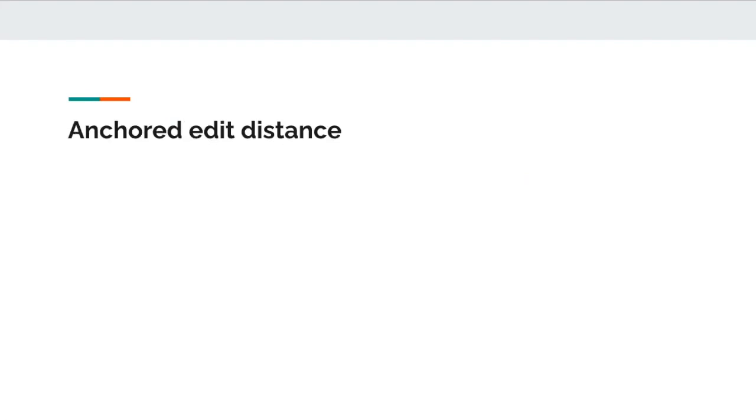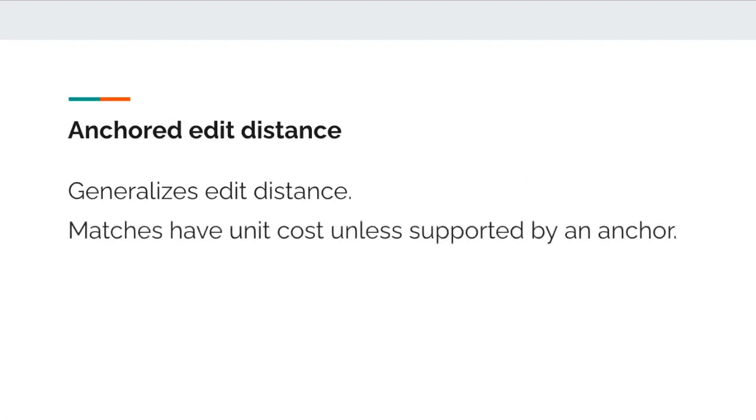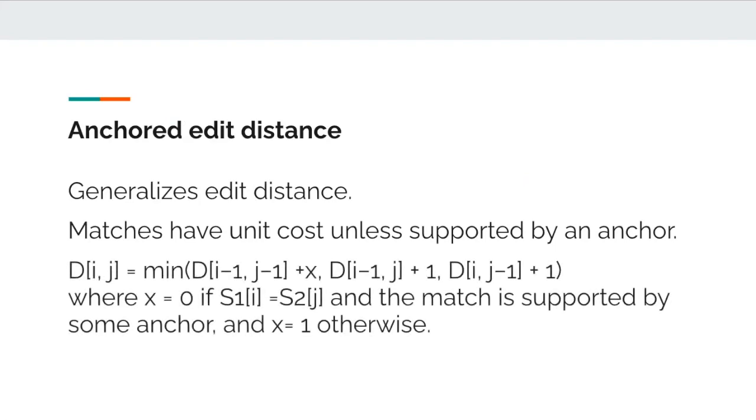In this generalized version of edit distance, exact matches that are not supported by an anchor will incur a unit cost. This results in the dynamic programming solution written here. The only difference between this and the usual edit distance dynamic programming is that the x variable written here is 0 only when both an exact match occurs and that match is supported by an anchor.